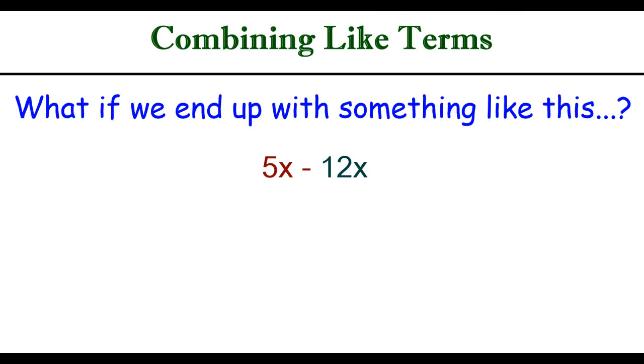Now we want to ask the question, well, what if we end up with something like 5x minus 12x? Go ahead, pause the video, see what you think in terms of what that might mean, and come back when you're ready to move on. So this is an example where we can't really use a physical object. We can't use oranges to say, well, what if we have 5 and then we give away 12? So we have to think about it just in terms of the numbers here.